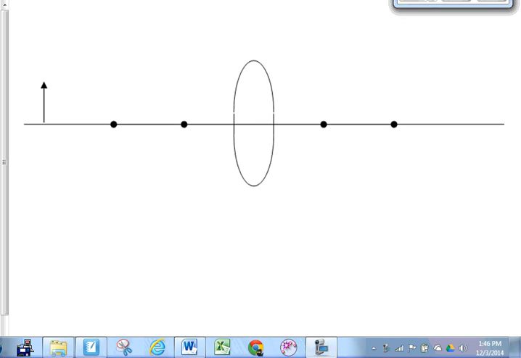The first ray of light that I'm going to draw every single time is that ray of light that reflects off of the top of the object. This, by the way, is our object. That could be a car. It could be a person. It could be a house. It could be an animal. It could be a toy. Doesn't matter what it is. We represent it by an arrow just showing the top of the object and the bottom of the object.